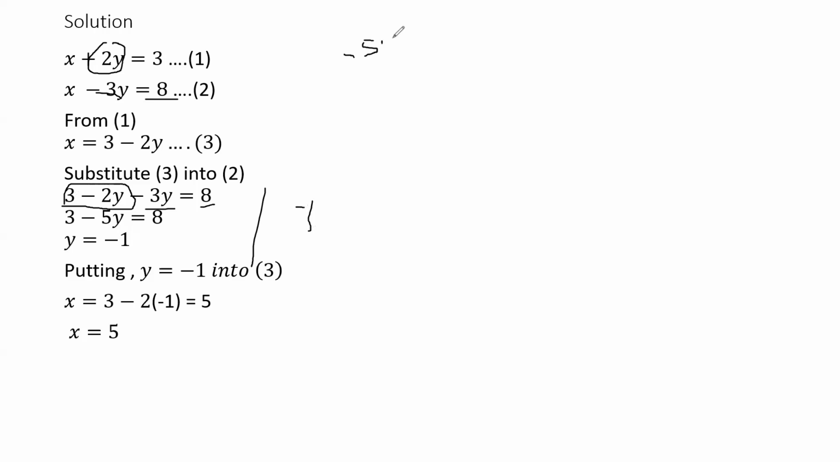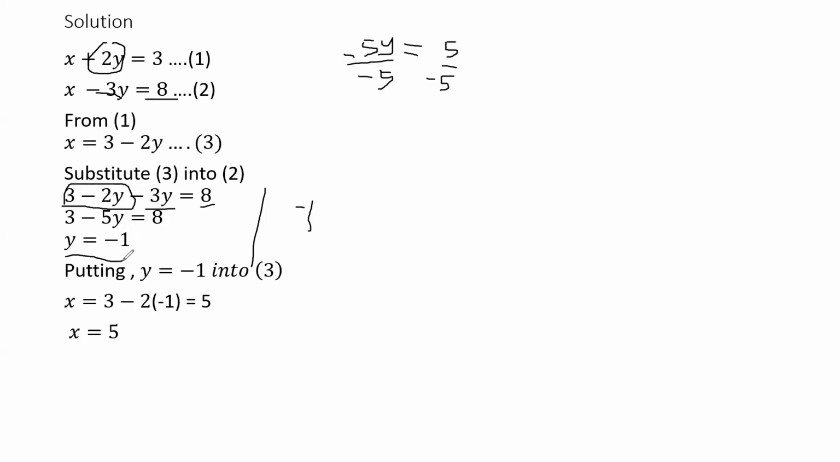will be equal to what? Yes, positive 5, 8 minus 3 which is 5. I send this 3 to this side, so it becomes 8 minus 3, which is 5. Therefore, I'll divide here by minus 5, and here also by minus 5. So therefore, what is y? Negative 1. y becomes negative 1. That's what we have here.